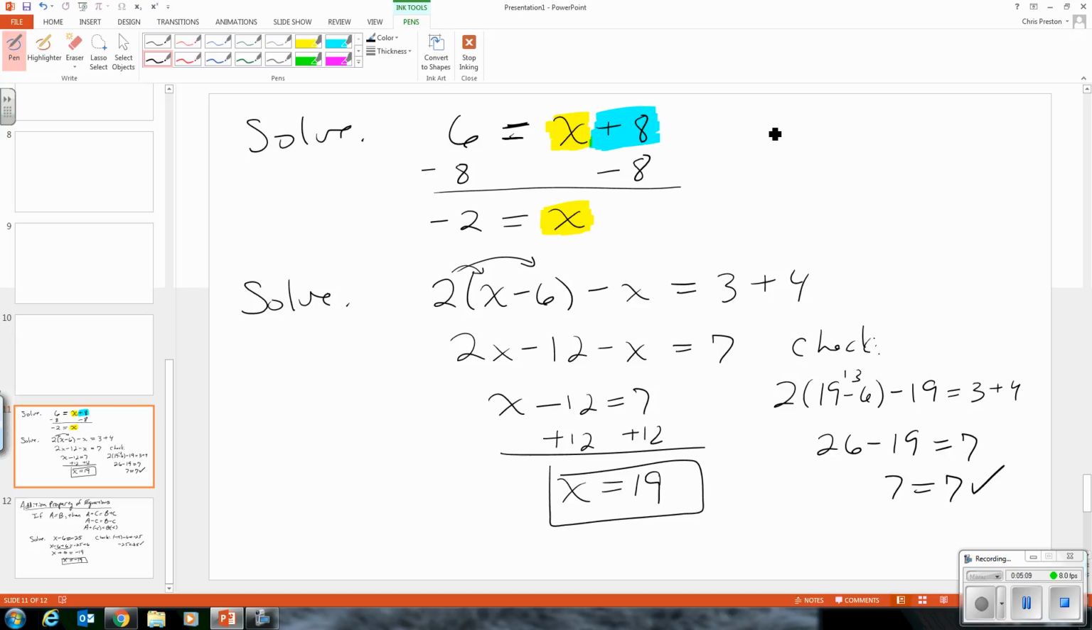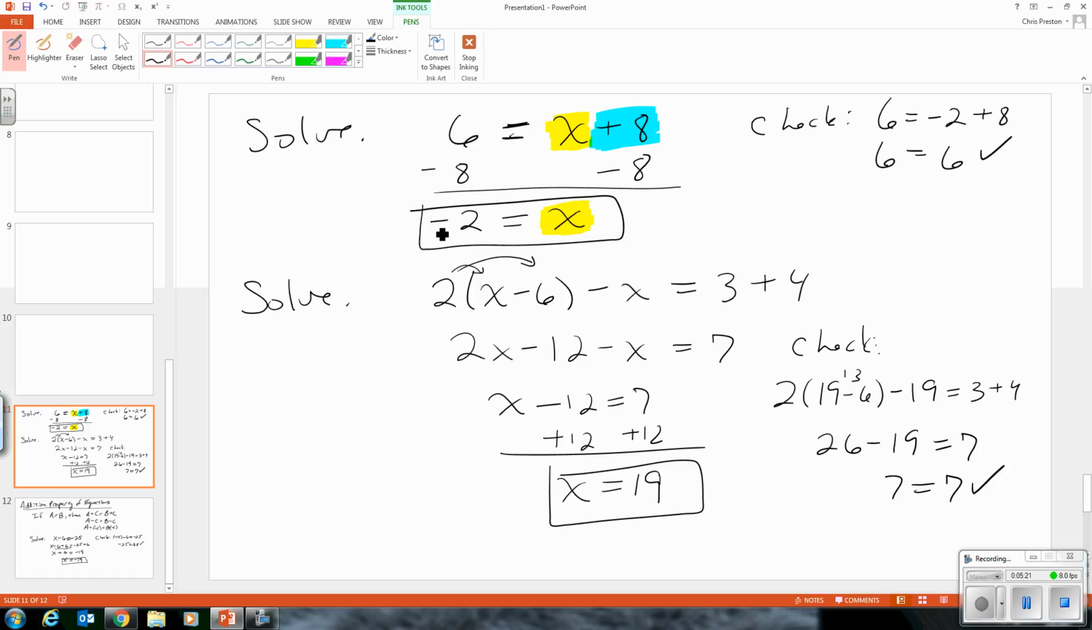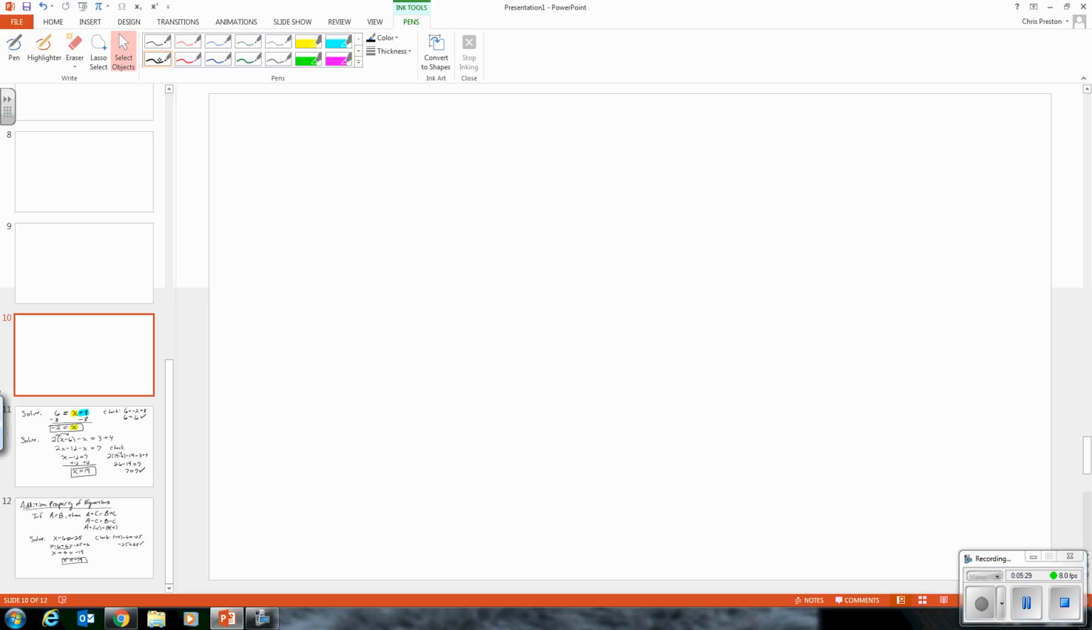Same thing up here. I could have checked this if I wanted. 6 equals negative 2 plus 8. So negative 2 plus 8 is 6, so that does check. So this is the answer to that problem. I'm not really normally going to check a check, but you can check your problems and see how it's going.